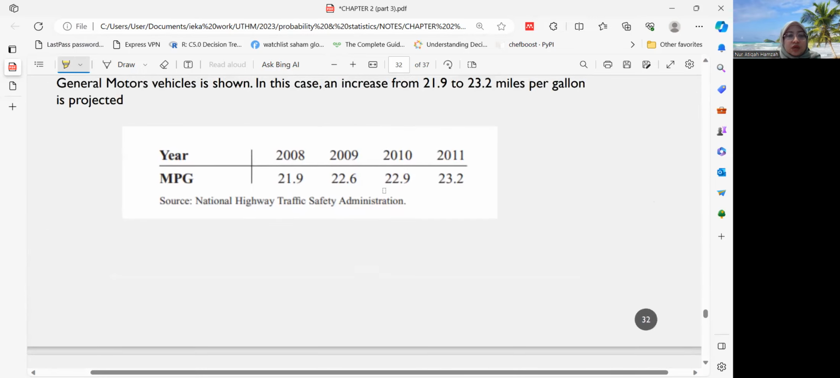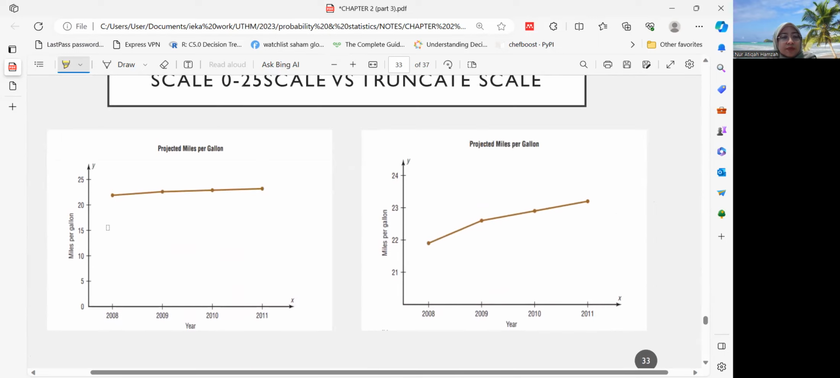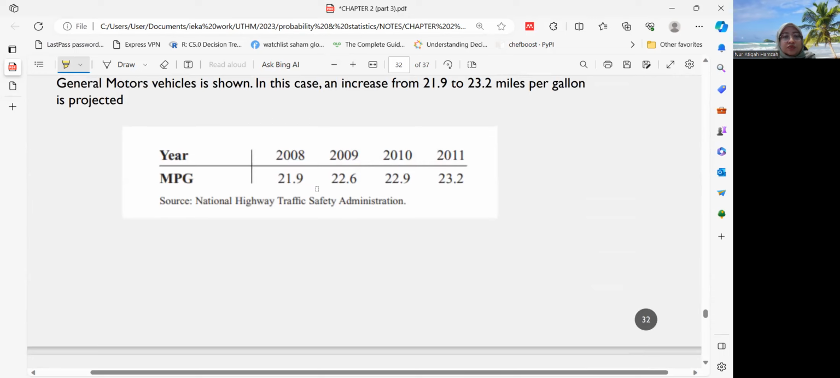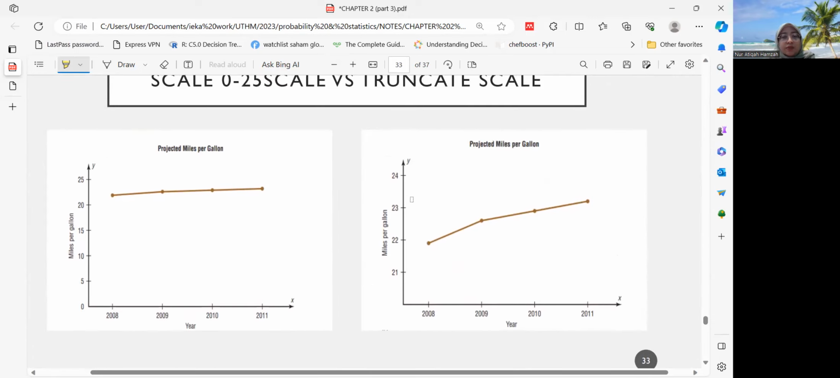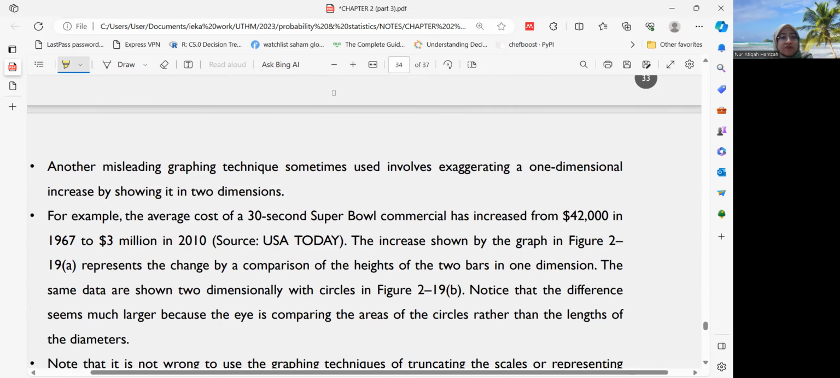Kalau kita tengok ini tadi, kalau kita guna scale, okay, memang dia tak bermula daripada sifar. Tapi, okay, untuk graf yang pertama ni, dia gunakan setiap cm mewakili 5. Okay, but the second graph dia guna truncate. Okay, dia buat 21, 22, 23 sampai 24. Bila kita tengok yang graf pertama ni macam just a very slight increase. But if we see the second graph, ada macam perubahan yang agak peningkatan yang agak ketara. So, another misleading graph technique.